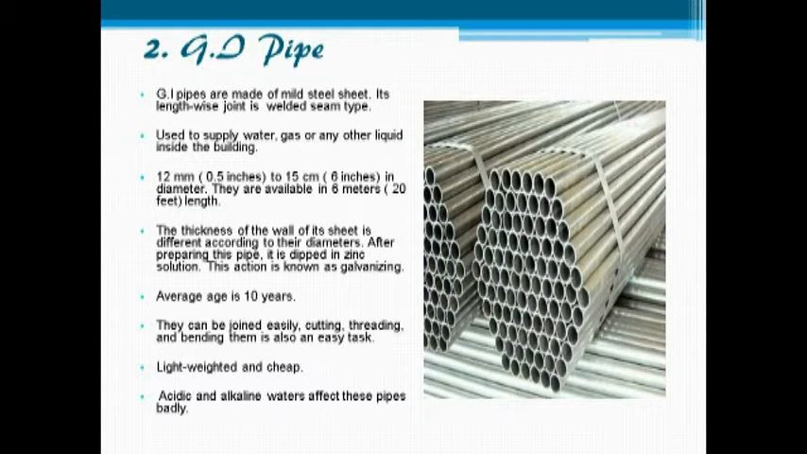The thickness of the wall of each pipe is different according to their diameters. After preparing this pipe, it is dipped in a zinc solution. This action is known as galvanizing. In this way, the pipe is saved from rusting. The average age of this pipe is 10 years.